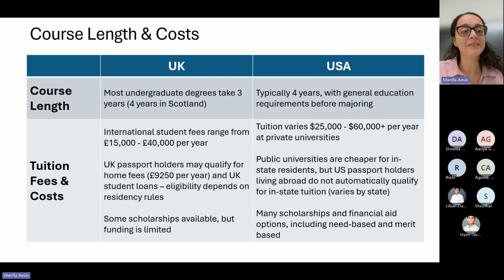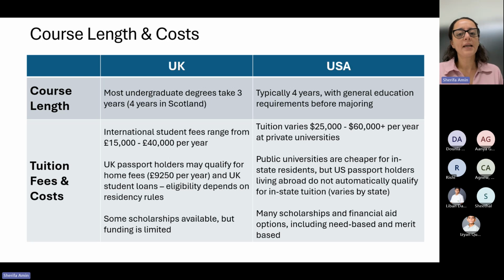Everyone's favorite topic, which is the costs. So one of the biggest practical differences is how long the degree takes. UK degrees are typically 3 years. Scotland might be 4. But most US degrees take 4 years to complete. And again, some might be a little longer. Med school, medicine, for instance, in both cases is much longer.